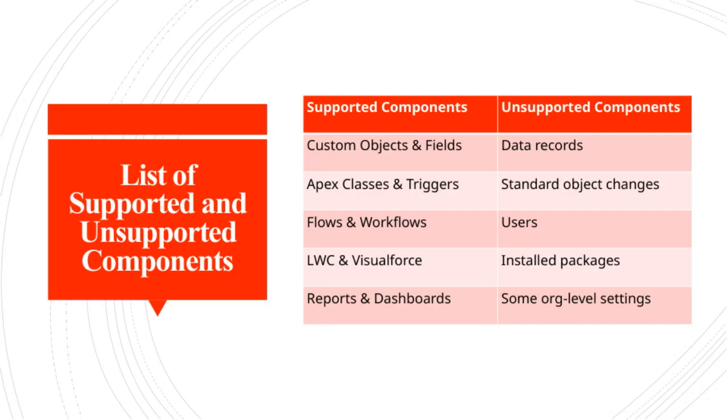Now, let's take a closer look at the supported and unsupported components when working with this platform. On the left side, we have the components that are supported, meaning you can customize and extend your org using these without issues. For example, custom objects and fields are supported, so you can create your own data structures tailored to your needs. Apex classes and triggers are also supported, allowing for complex automation and logic.